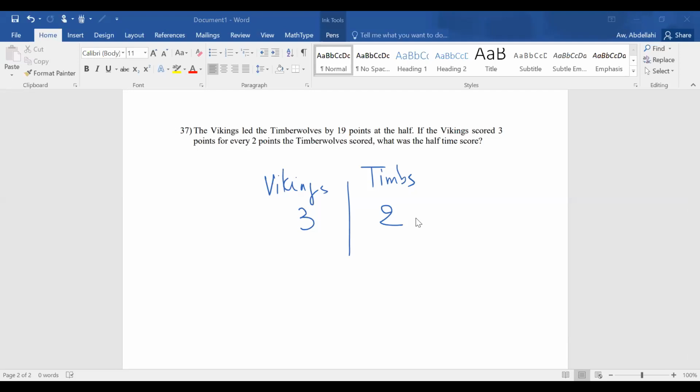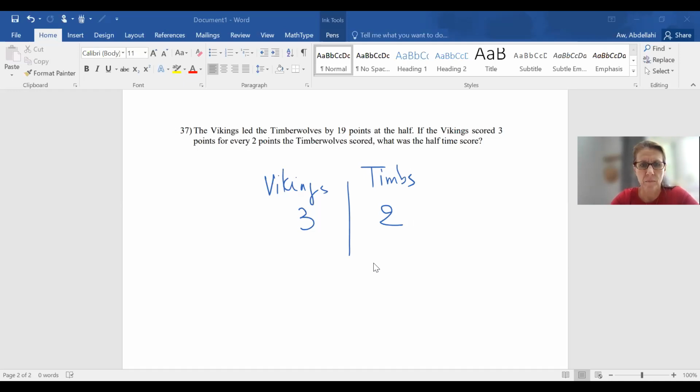So what do you think? Can somebody tell me what they did right in the second row? You see here, again, we try to be organized. So what are you going to write in the second row? At the half. I put 19 under Vikings and x under Timberwolves.